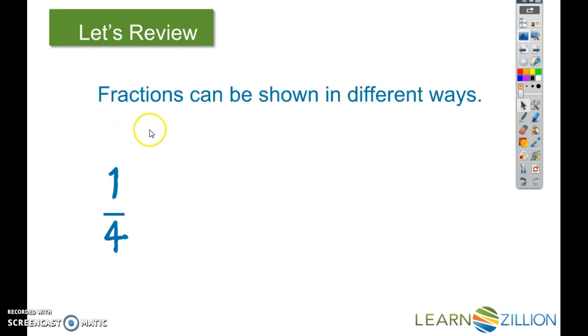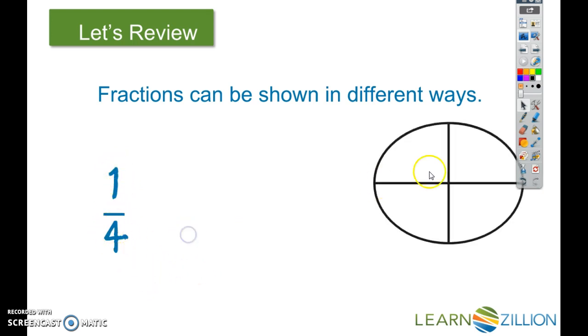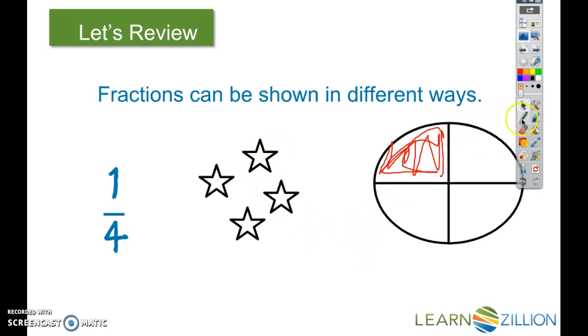And just a quick review, fractions can be shown in different ways. You can show 1/4 with numerator and denominator. That's the usual way you'll see them. You can also use models, which we've talked about. So here would be 1/4. If I was going to shade in 1/4 of the stars, there's 1 out of the 4.